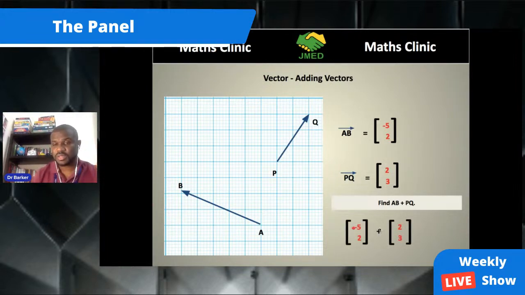AB and PQ, we just add the ones in the corresponding positions, just like matrices. So it's very straightforward. -5 plus 2 is going to give you -3, and 2 plus 3 is going to be 5. Make sense?